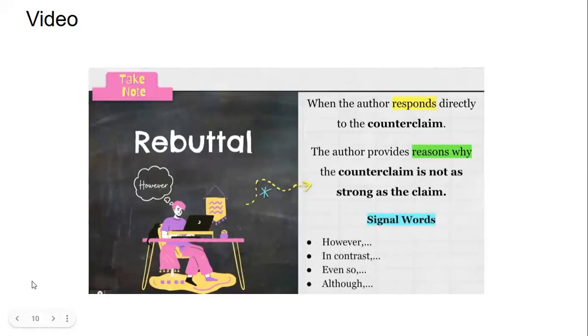So here are signal words to let you know that a rebuttal is coming. They'll say something like, however, in contrast, even so, although. So if we go back to the sweatshirt example, the rebuttal might be, even so, teenagers should be allowed to learn how to manage their money so when they are adults, they can make responsible decisions.